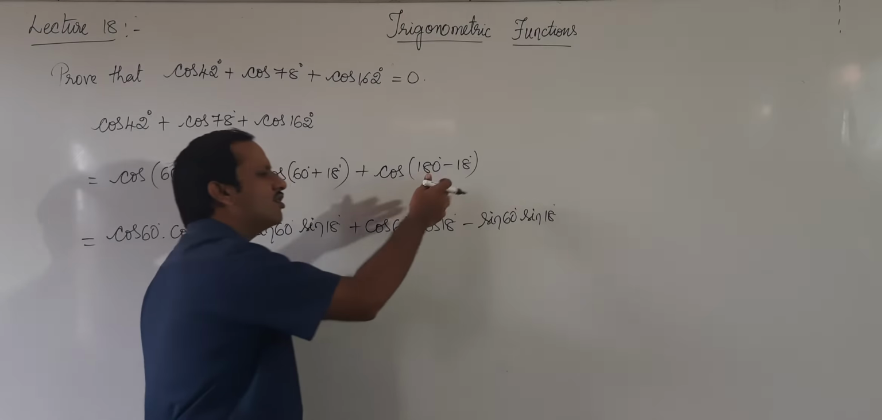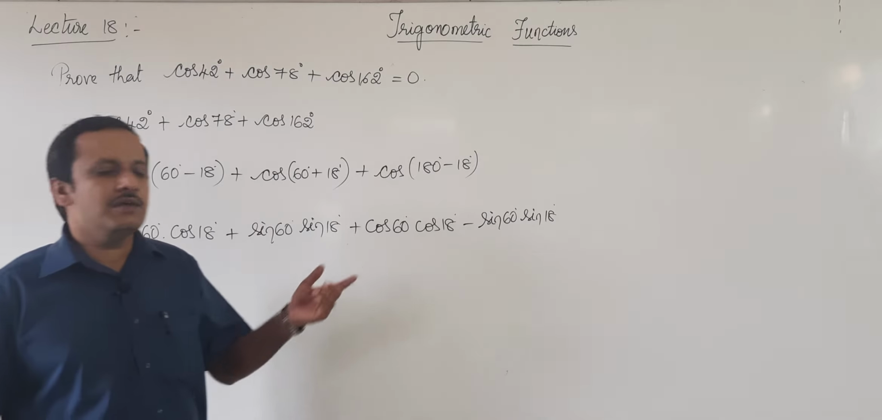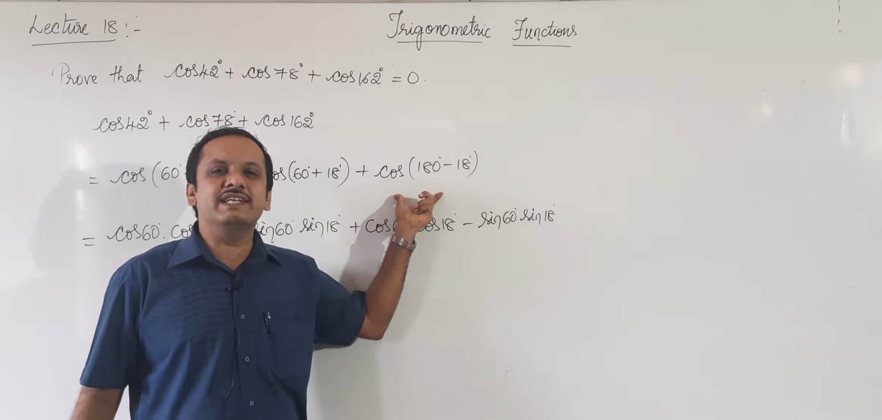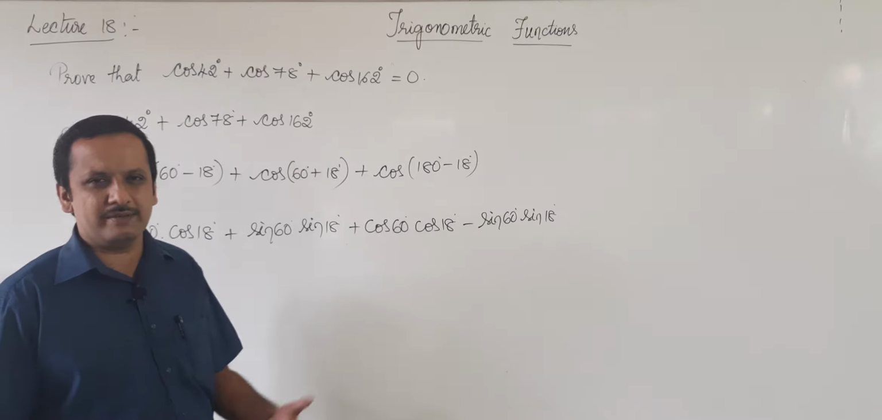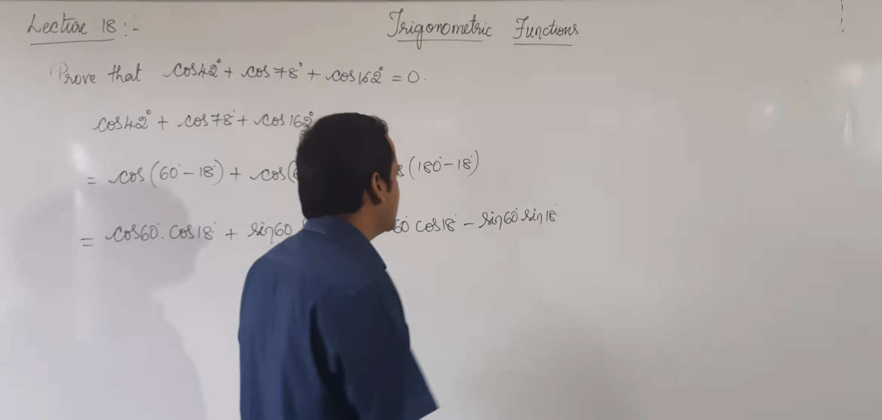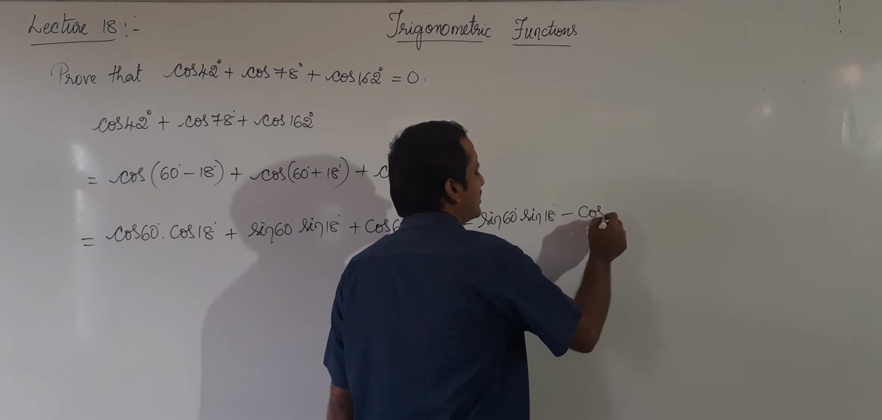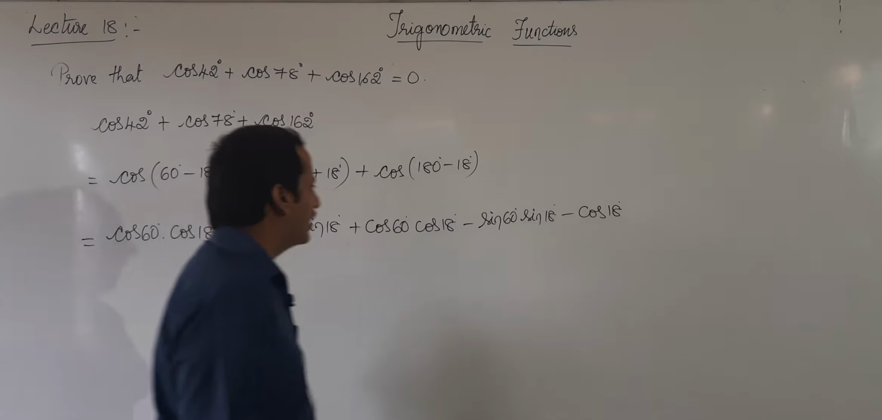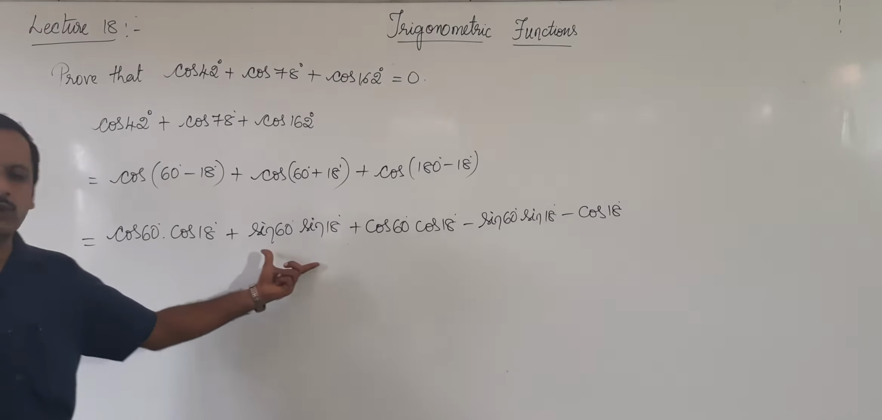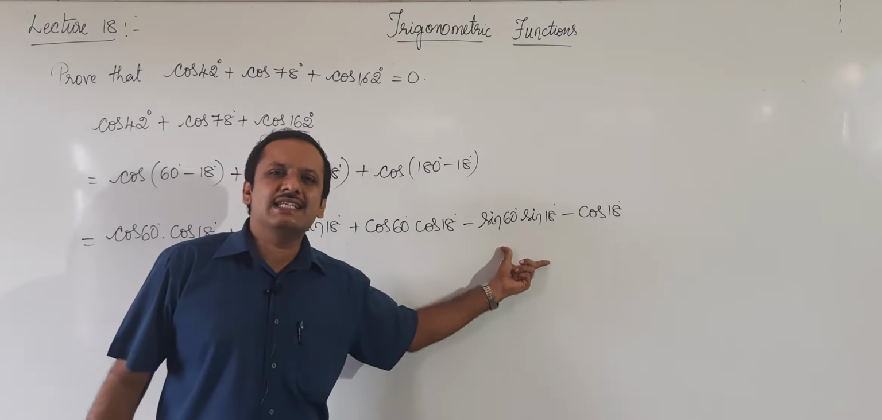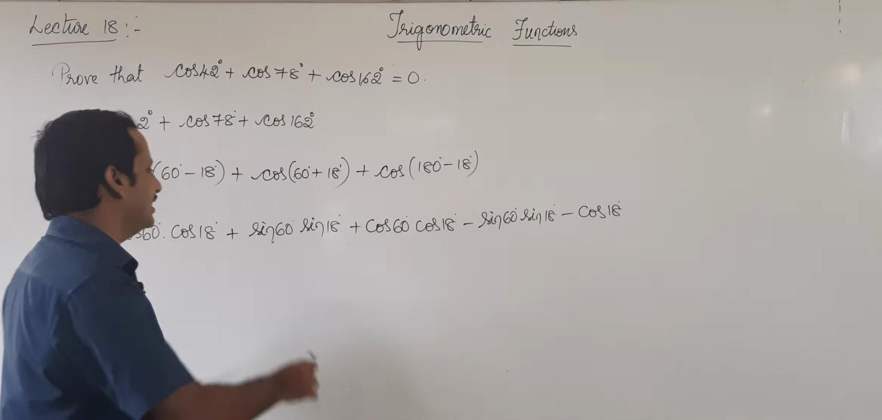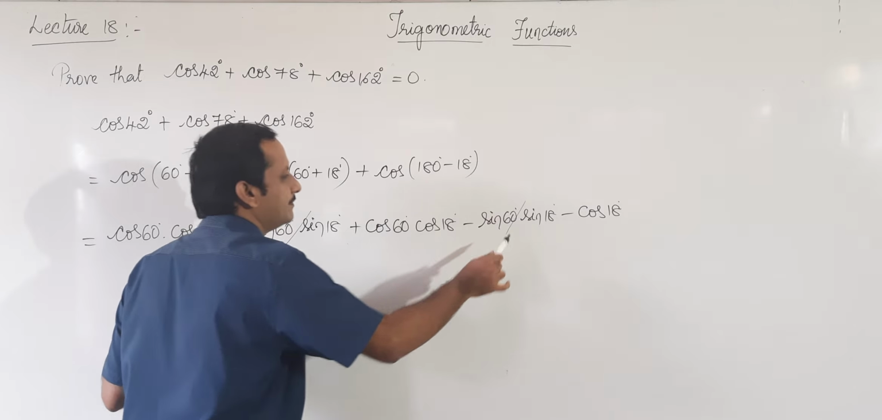Here we need not go for the cos A minus B formula. Here we can use cos 180 minus theta, which is equal to minus cos theta, because it's in the second quadrant where cos is negative, so it will become minus cos 18 degree. Now you observe we have plus sin 60 degree sin 18 degree and minus sin 60 degree into sin 18 degree. So these two get cancelled.